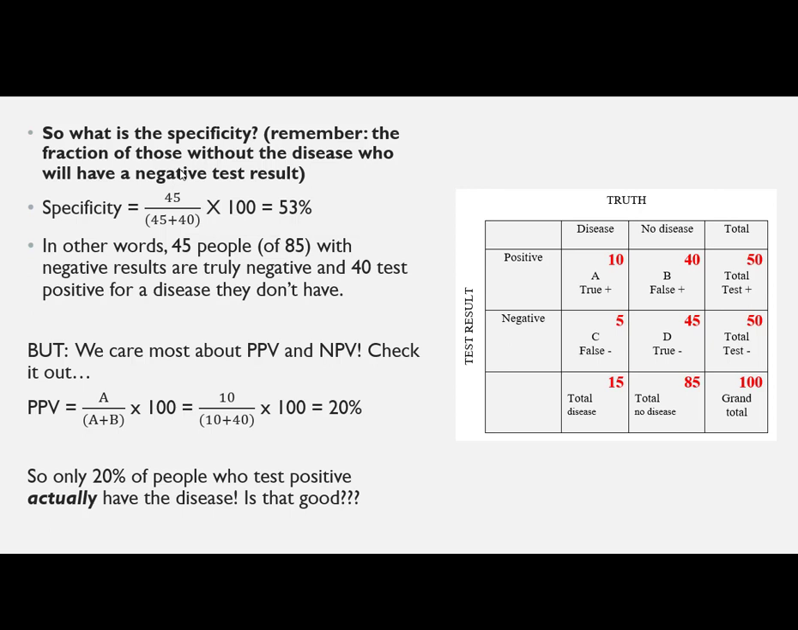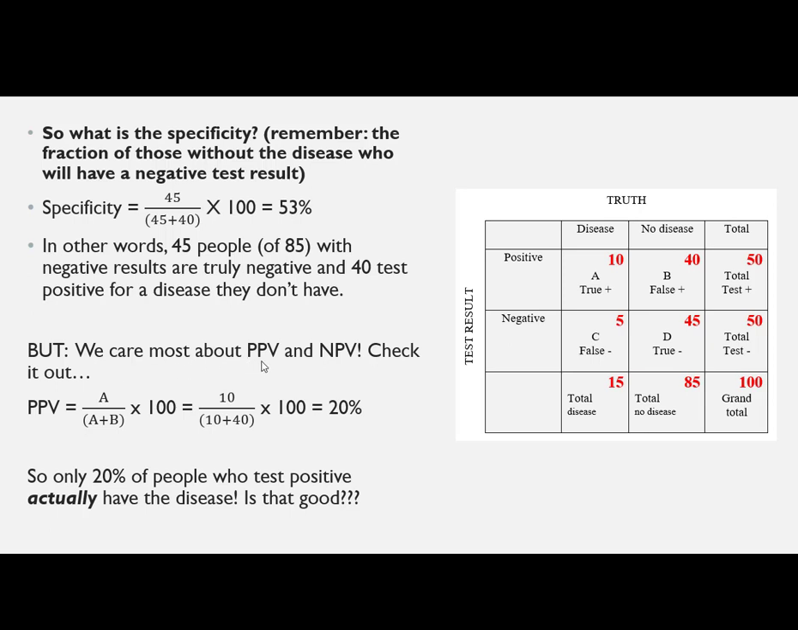All right, so what is specificity? Remember, that's the fraction of those without the disease who will have a negative test result. Those are the true negatives down here. So that's 45 divided by the column total, so 45 divided by 45 plus 40, which is 85. And we get 53%. So in other words, 45 of these 85 people without the disease test negative, and these 40 test positive for a disease they do not have.